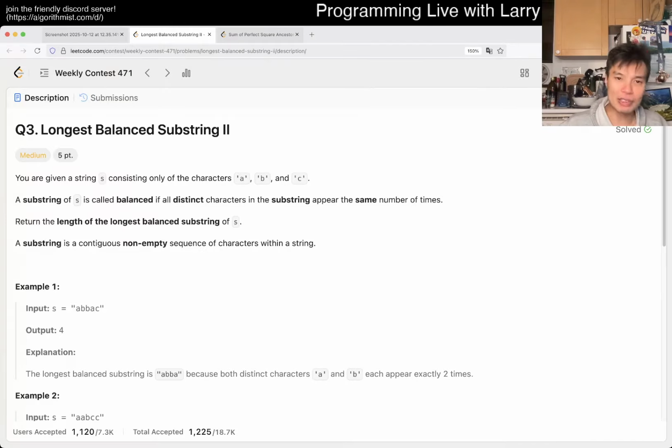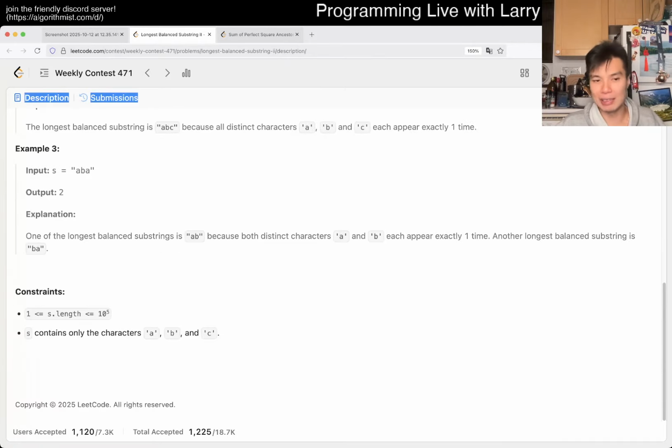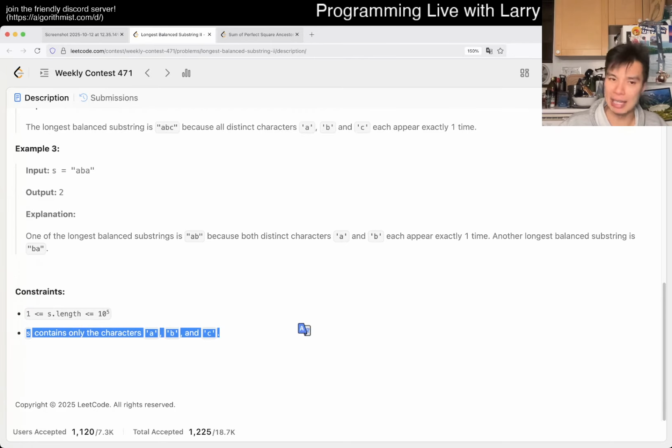The first thing to notice is that this is meant to be a harder version of Q2, so we take a look at the constraints. n is 10 to the 5th. We did n squared in Q2. That's not going to fly here. We have to do something new, obviously, because otherwise we just have the same problem. The other constraint, of course, is that it only contains 3 distinct characters, A, B, and C.